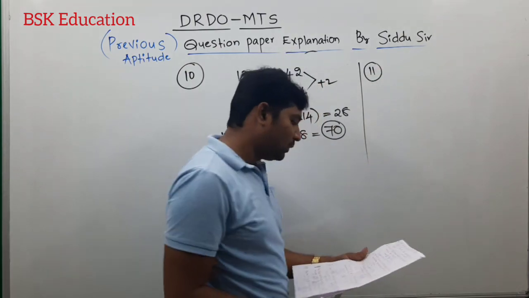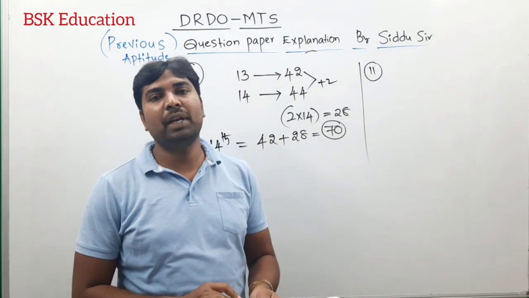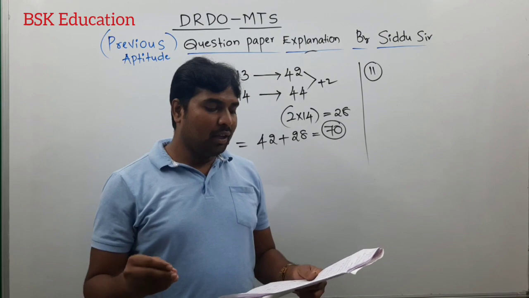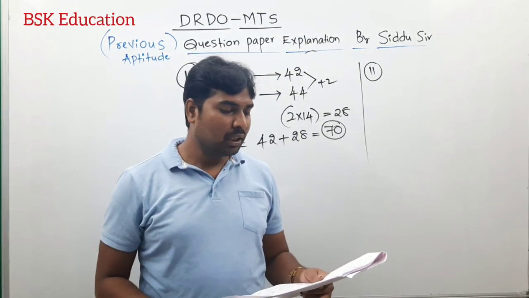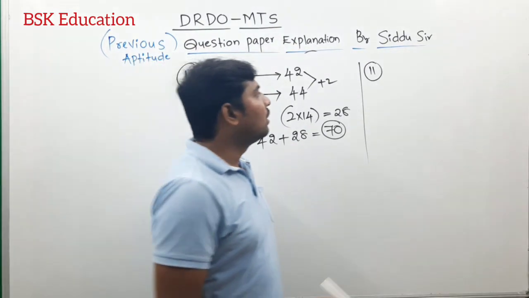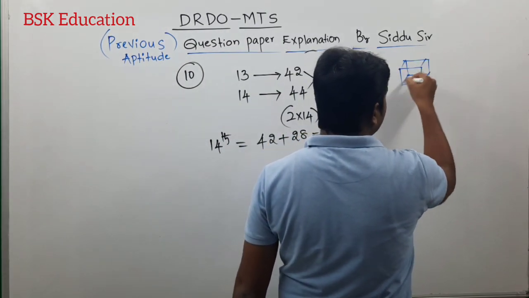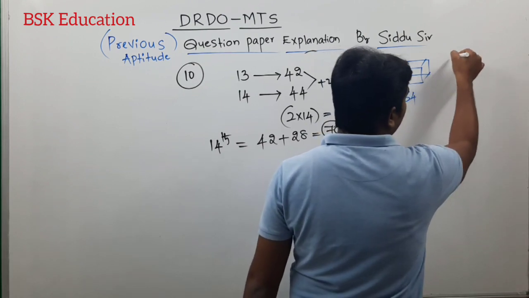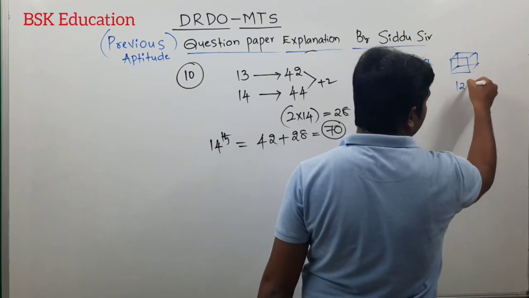So guys, the 11th question will be based on mensuration, volumes. I have to read the question. If the volumes of two cubes are in the ratio of 64 is to 125, then what is the ratio of their total surface areas? Guys, two cubes are given in a ratio. One is 64, and another cube is given with the ratio of 125.